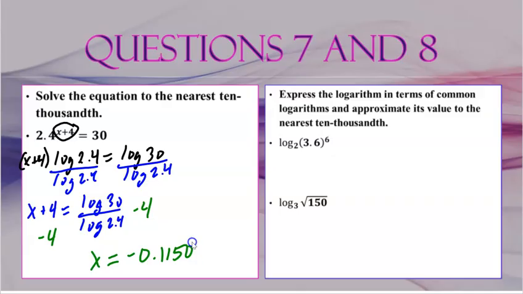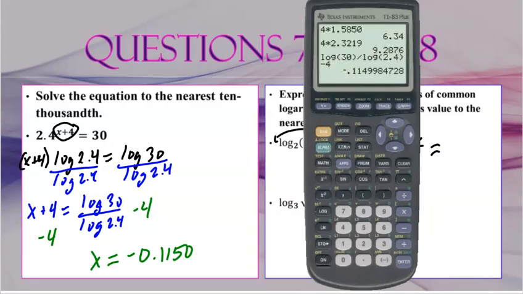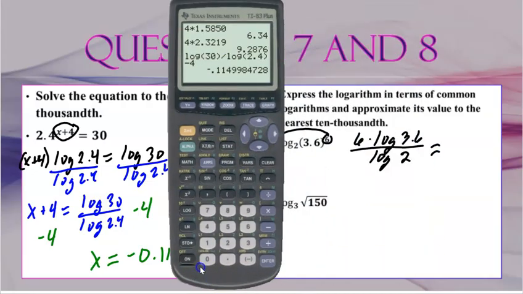Question 8. Express the logarithm in terms of common logs and approximate its value to the nearest 10,000th. So here, it's really the change of base formula. So what I'm going to do is put this exponent out in front, and so this is going to be 6 times the log of 3.6 divided by the log of 2. And to the nearest 10,000th, we'll grab our calculator again. So we have 6 times the log of 3.6.